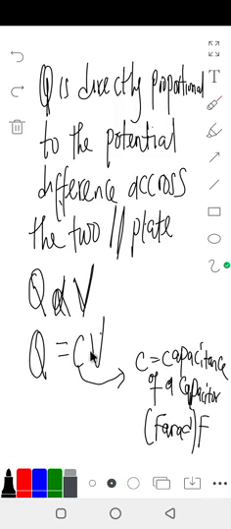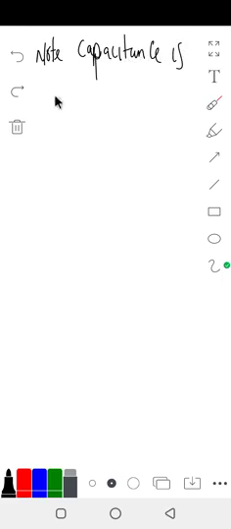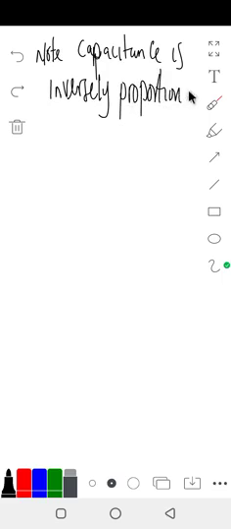From here, if you make C the subject of the formula, we have C equal to Q over V. Take note of that. We have capacitance. Take note. Capacitance of a capacitor is inversely proportional to potential difference.